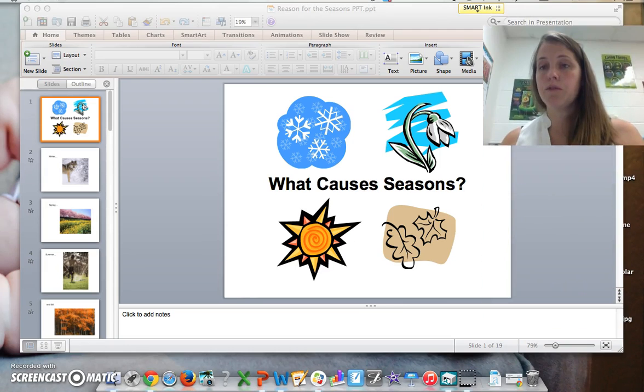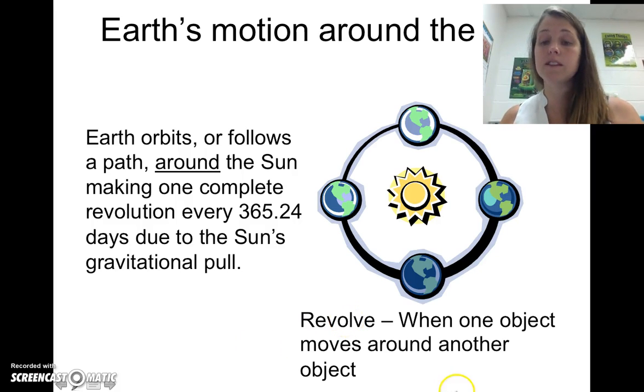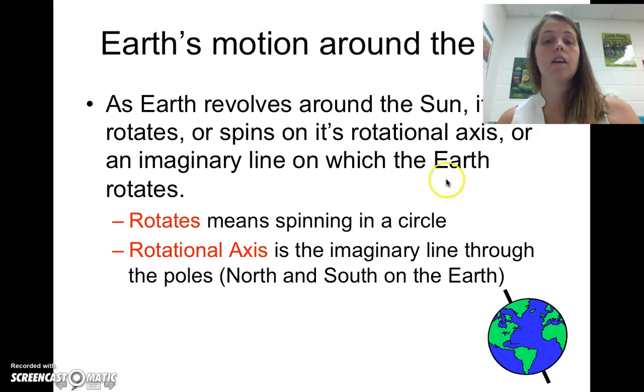So the word revolve. So when I say that the Earth revolves around the sun, that means when one object moves around another object. So one object is the sun, the Earth moves around the sun, so it revolves around the sun. Earth's motion around the sun.